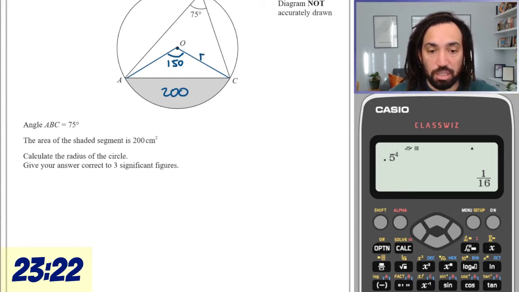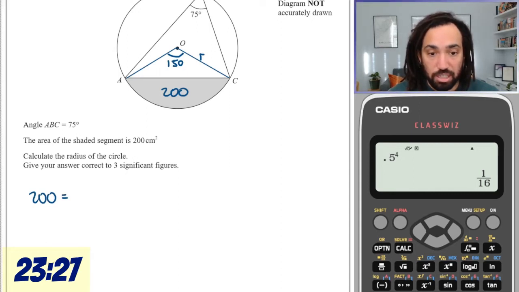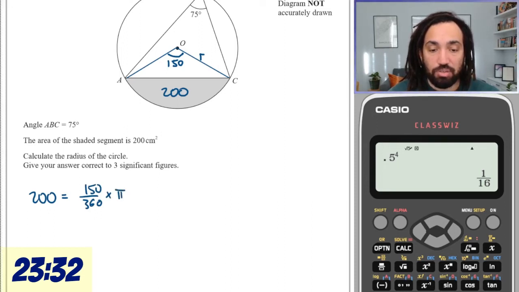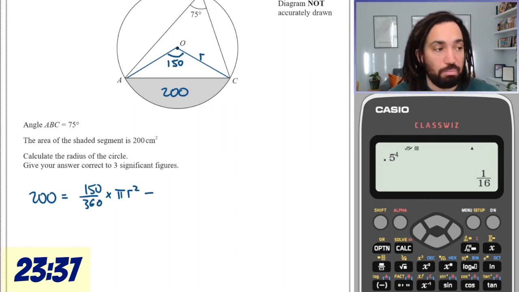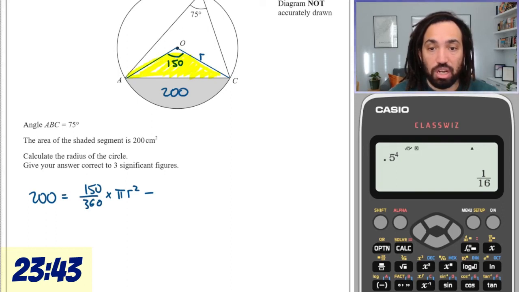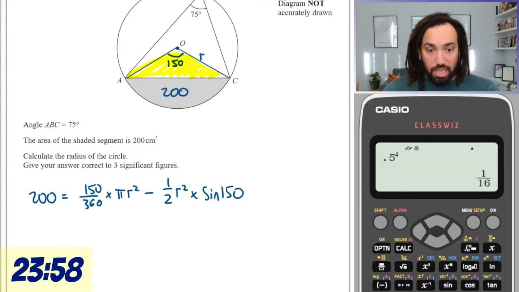So we can set up a formula, and that is that 200 is equal to the area of the sector, which is 150 out of 360, times by the area of the circle, which is pi r squared, minus the bit which is unshaded, which is this section here, which is the triangle, which we know is a half AB sine C, where the A and the B are the same, so times them together just gives you r squared, and times that by sine of 150. Yes, okay, that is good.